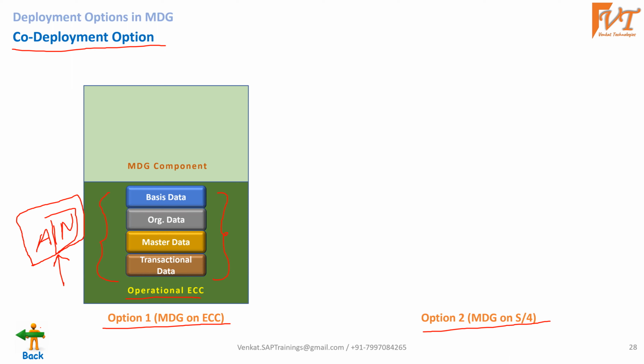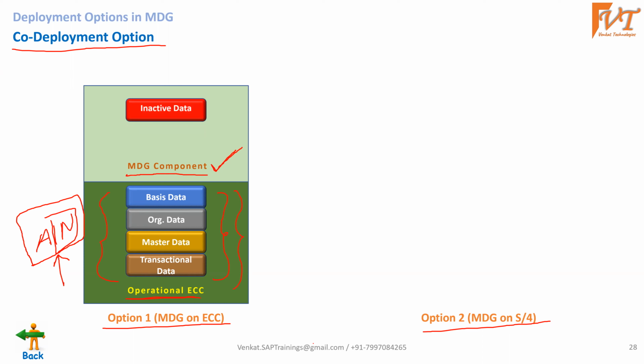Similarly, when a customer has only a single business unit, in the current business system only, they will install an additional component called MDG. They purchase the license from SAP for MDG, and Basis will come and install the MDG component in the current system, so that they get the features of MDG available in the current system itself. So this is nothing but the co-deployment option.